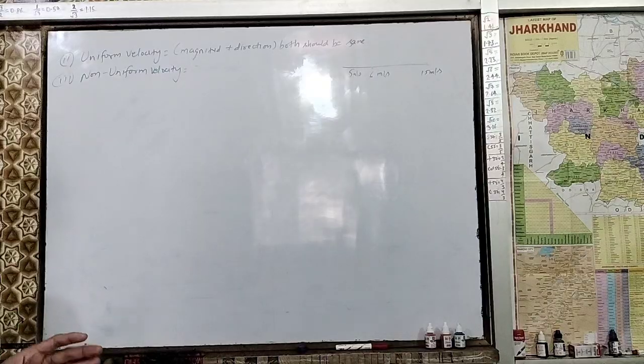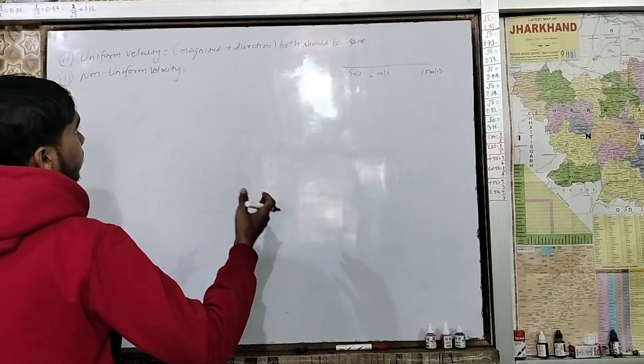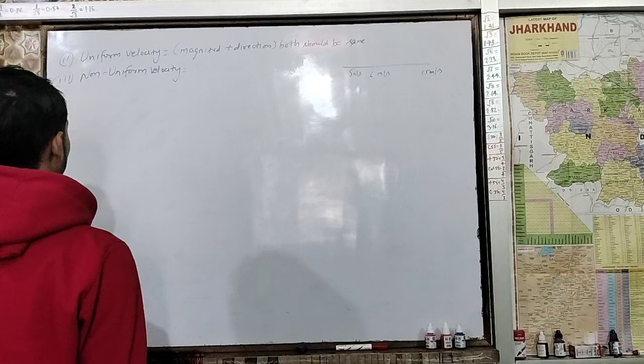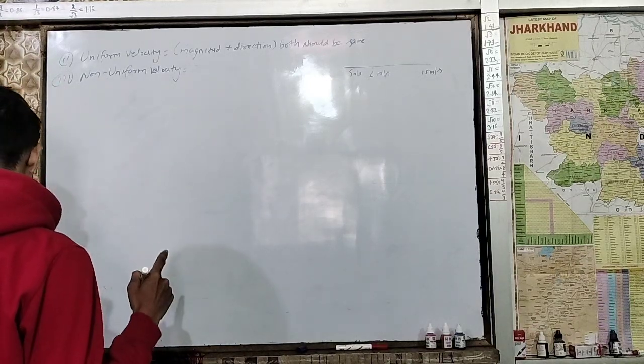If the direction is changing but the magnitude is not changing, again we will consider that type of velocity as a non-uniform velocity. Only one thing, magnitude or direction, needs to change. That's it. We have an example.